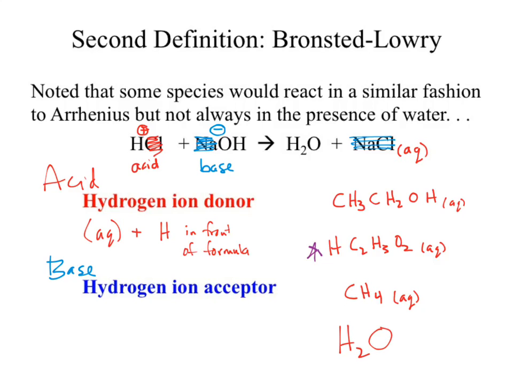So what you need to look for if you're going to try and identify an acid is to see that aqueous symbol and look for that hydrogen in front of your formula. If it's there, you're looking at an acid. Is that always true? Absolutely not. Is it true enough for this class that it will simplify and make your life a lot easier? Yes. That's what we're trying to get through.